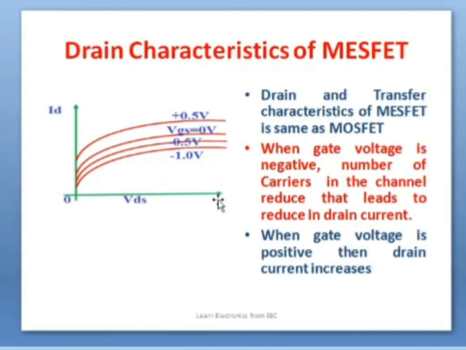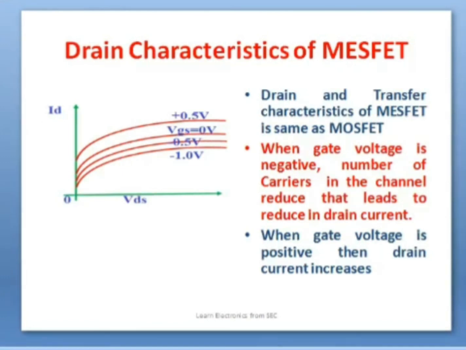If I make it more negative, it indicates the device is entering the reverse bias condition. Reverse bias condition means the device is made off. Whereas if I increase the gate voltage to positive, the curve shifts upwards. So it is 0.5 volt, then plus 1 volt, the curve shifts upwards. Again, 1.5, the curve shifts upwards. That is, we are making it enter the on condition, forward bias condition. In this way, we can classify the drain characteristics of MESFET.